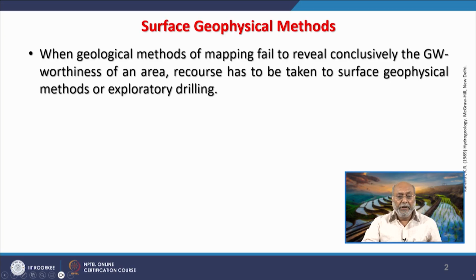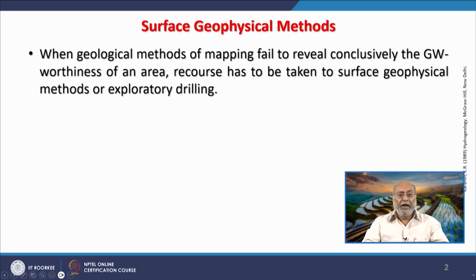But sometimes your geological methods are not yielding, or the mapping which we have done or the cross section which we have prepared of an area is not yielding any good results about the position of the aquifer, its thickness and the worthiness of an area from the groundwater resource point of view. Then we resort to the next stage, that is, involving geophysical methods.